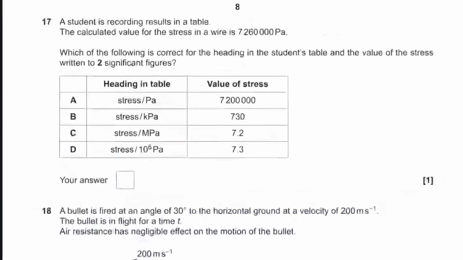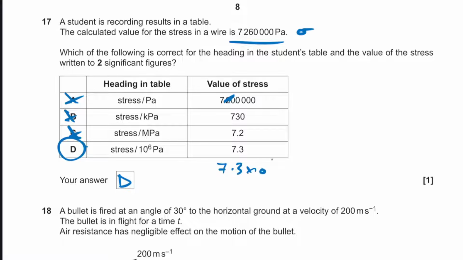Okay, moving on. 17, student is recording results in a table. Calculated value for the stress is that. Which of the following figures is correct for the heading in the student's table and the value of the stress written to 2 sig figs? Okay, so, no, that's not right, is it? Because that's not rounded to 7.3, which it should be. Of course, that's not going to be right either then. We have 730 kPa. No, because that would just be 730. It has to be D, doesn't it? Let's just check it. 7.3 times 10 to the 6 pascals.